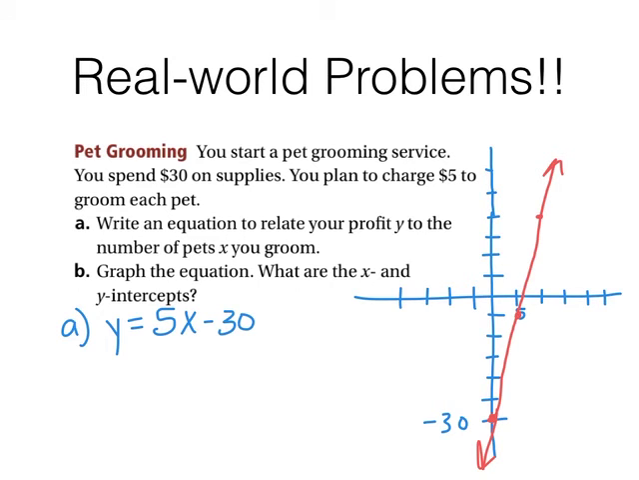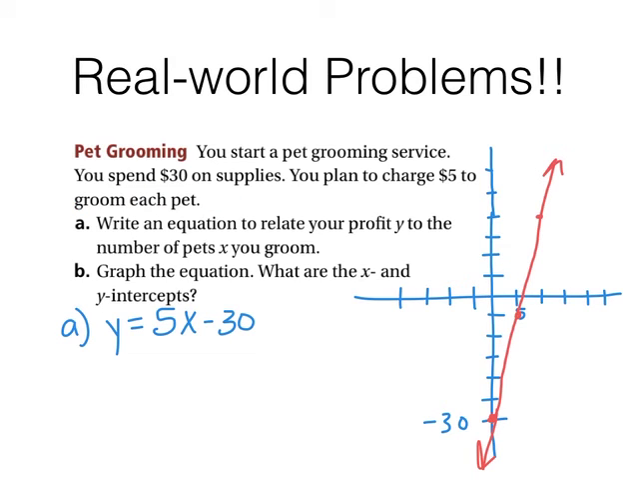All right, guys. You start a pet grooming service. You spend $30 on supplies. Plan to charge $5 to groom a pet. Write an equation to relate your profit, y, to the number of pets you groom, x. Now, 5 times x, because it's $5 per pet, and that is the slope or the rate of change, $5 per pet. And then minus 30. Now, why is it minus 30? Because those are costs. That's what you spent on supplies.